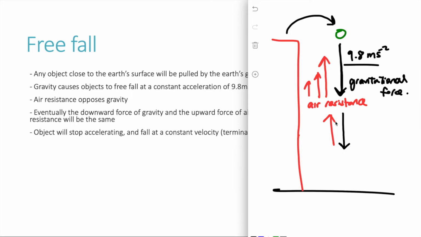And when that happens, the ball will just drop at a constant rate without speeding up as it falls, and that is what we call the terminal velocity. So I hope that makes sense.